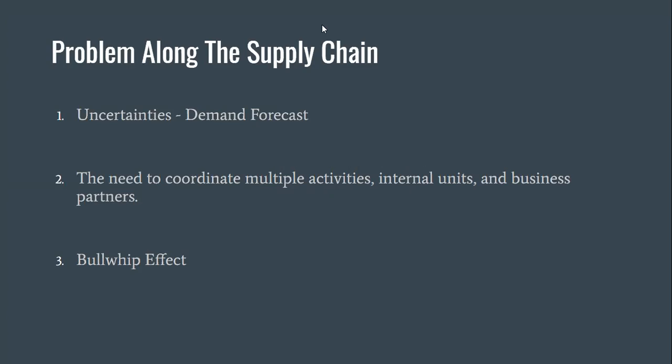Next, problems along the supply chain. In some cases, supply chains do not deliver products or services when and where customers need them. Supply chains could also provide poor quality products. Other than that, high inventory costs and revenue costs also become a problem. These problems lie primarily in two sources.